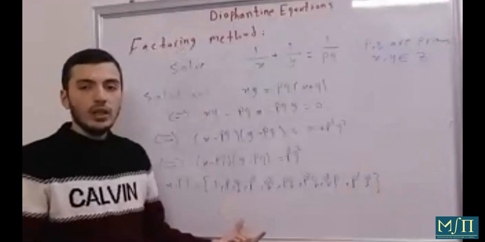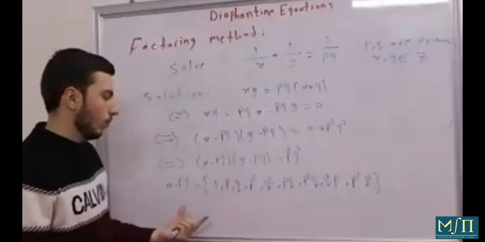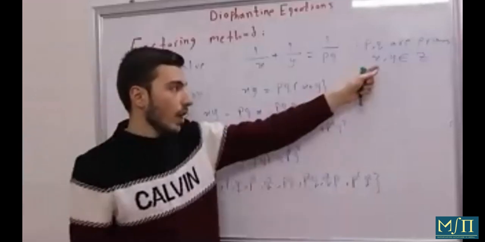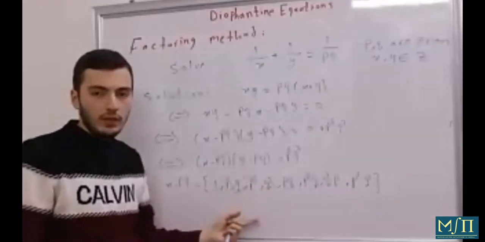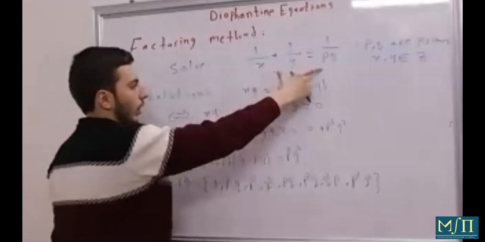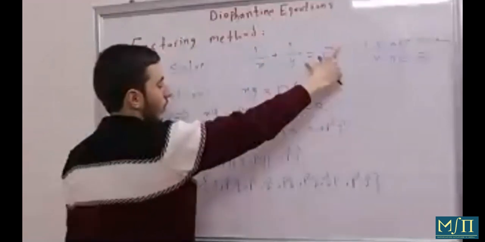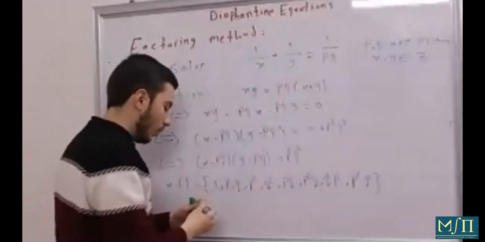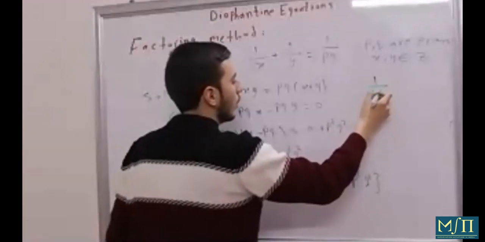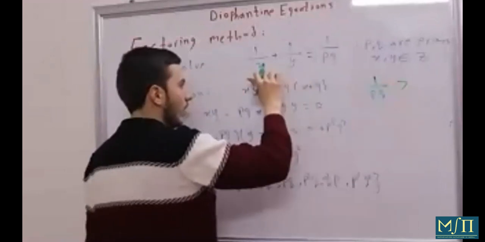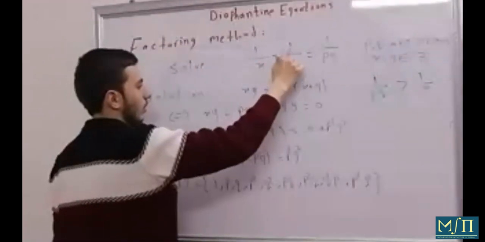Okay, but what about the negative divisors? Do we need to discuss them? Well, actually, no, we don't need to. Although x and y are integers, we don't need to discuss the negative divisors. But why? Well, take a look at our equation. Since we have 1 over x plus 1 over y equals 1 over pq, we can write the following inequality: 1 over pq is greater than 1 over x, right? Because it's 1 over x plus some positive number.